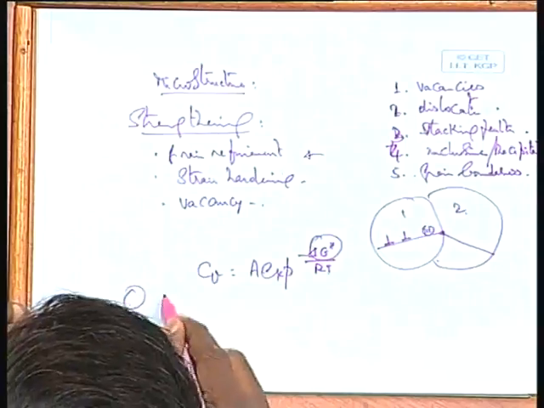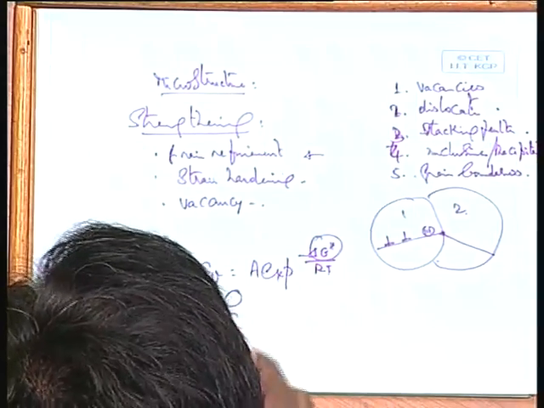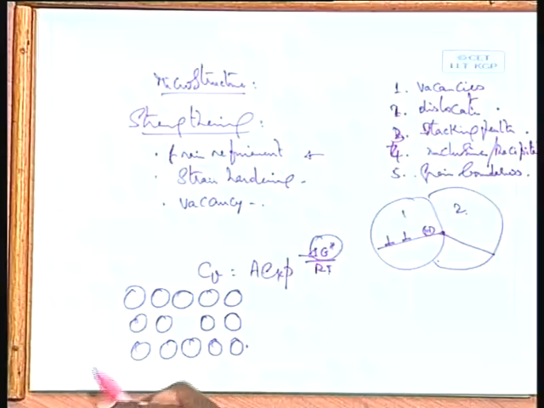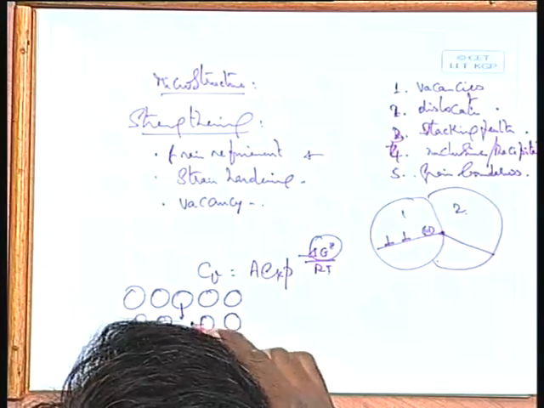Why? Because every vacancy has a stress field around it. Whenever you imagine atoms arranged like this, think of a vacancy there. The moment there is a vacancy there, the atoms are pulled into the vacancy.